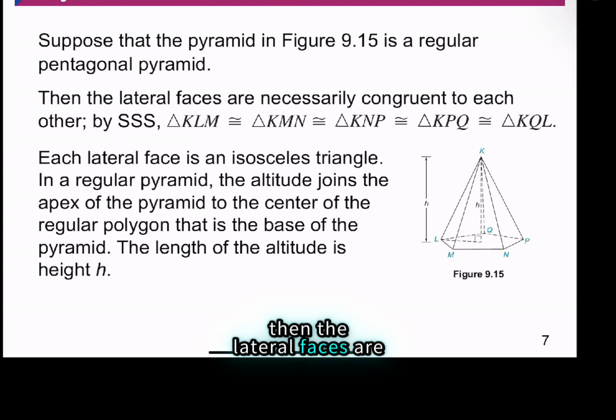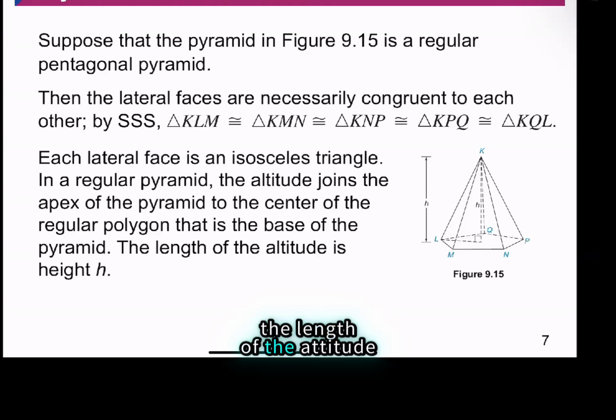Then the lateral faces are necessarily congruent to each other by side equivalence. KLM is congruent to KMN, congruent to KNP, and congruent to KPQ and KQL. Each lateral face is an isosceles triangle. In the regular pyramid, the altitude joins the apex of the pyramid to the center of the regular polygon that is the base of the pyramid.